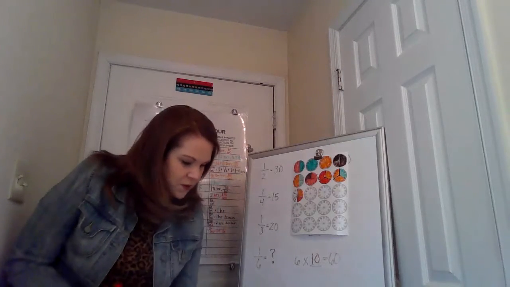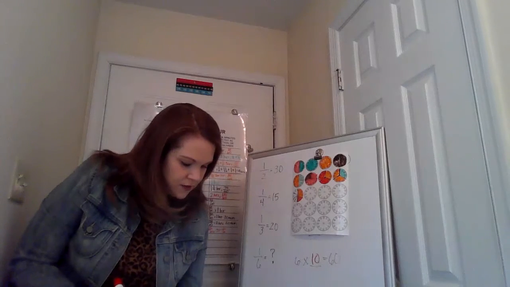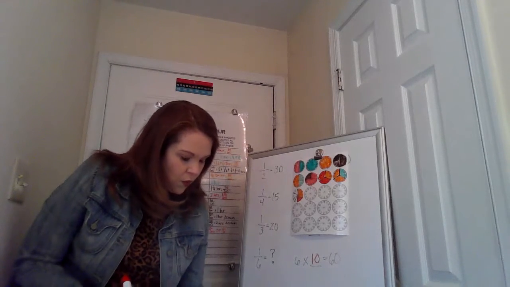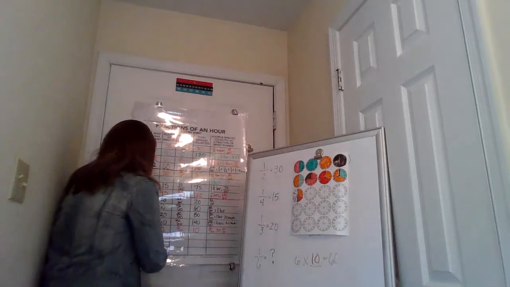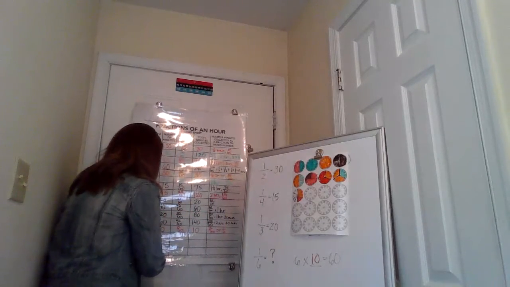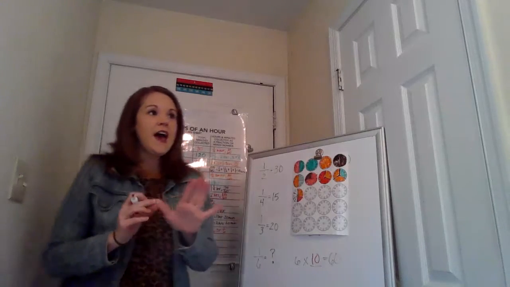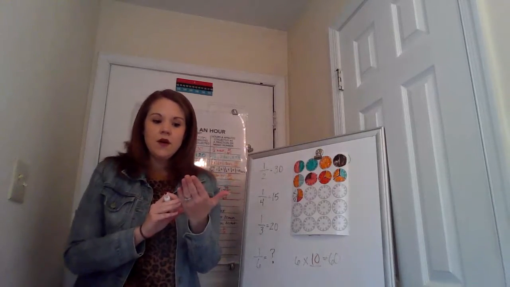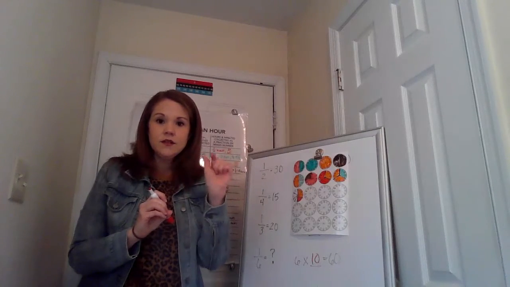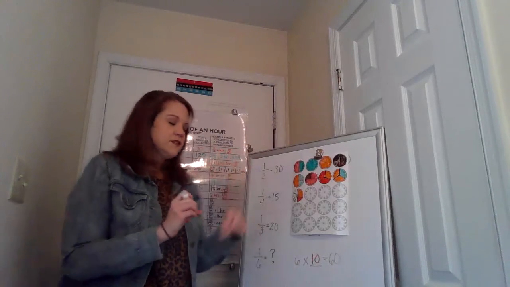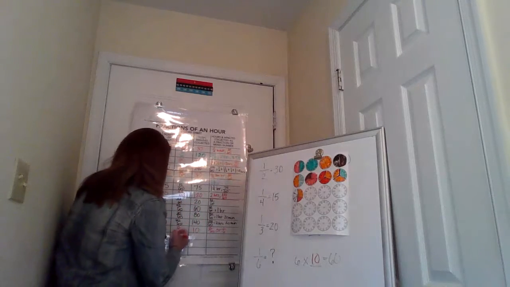Okay, so I'm going to give another spin. Oh, I got a 3. So I'm going to go ahead and add in 3. I know that if I have 3/6 of the hour, I'm doing 10 minutes 3 times. 10, 20, 30. It's 3/60ths of the hour.